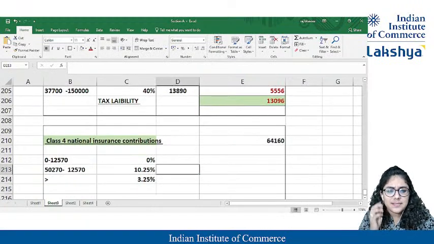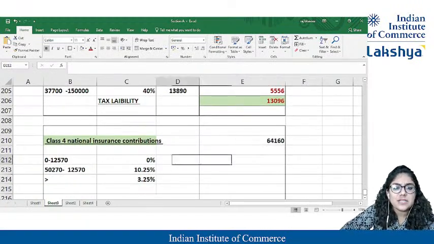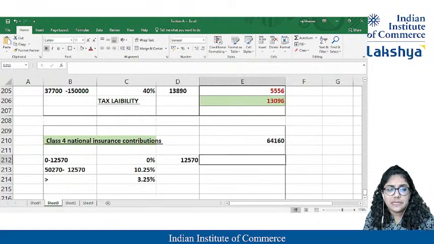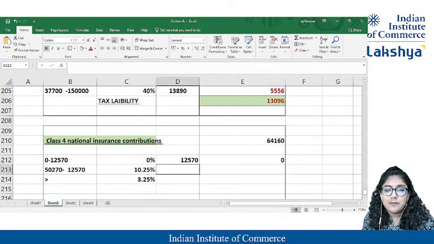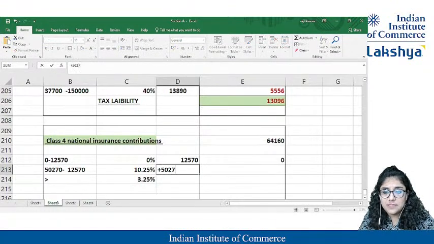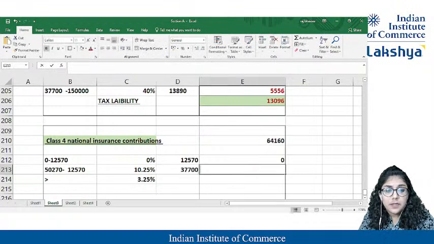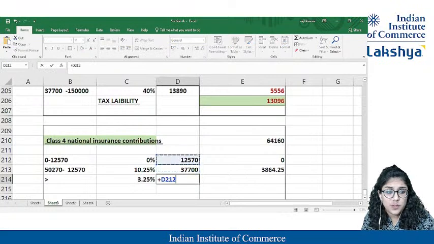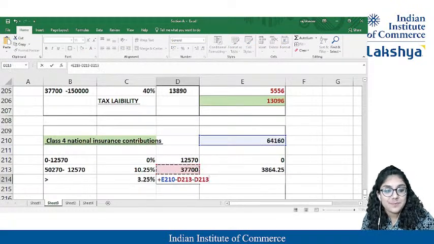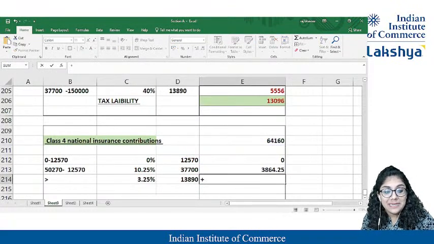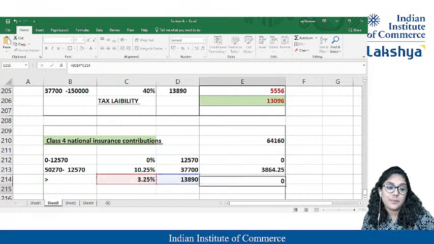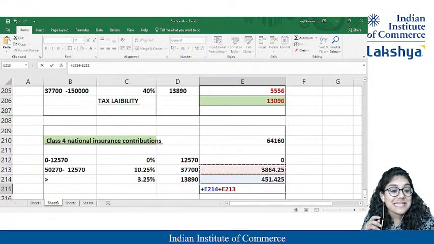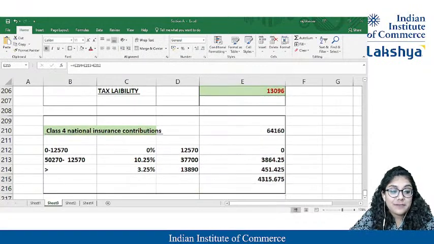So it's 64,160. Initially for 12,570, it's 0%. Then for the difference between 50,270 minus 12,570, we'll have this much of tax to be paid. And beyond that, guys, what was beyond that? This minus the difference paid minus this. So for the remaining amount, I'm supposed to pay 3.25%. If I just take up the total of the taxes, I'll get 4,315.